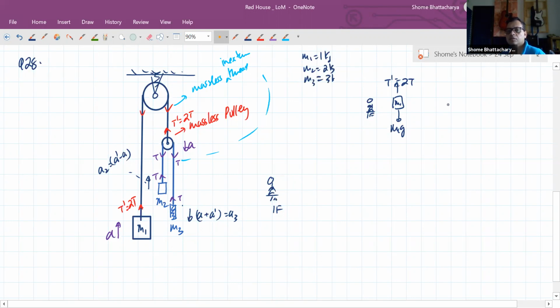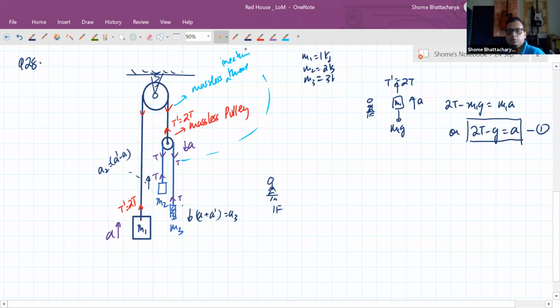So we have 2T minus M1G is equal to M1A, because we are taking this one's upward acceleration with respect to inertial frame as A. So we have 2T minus G is equal to A. That's our equation 1.